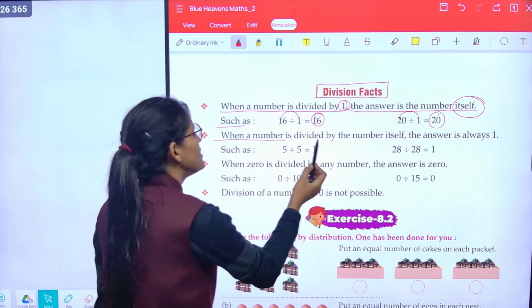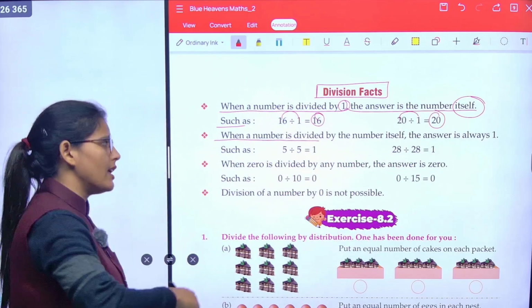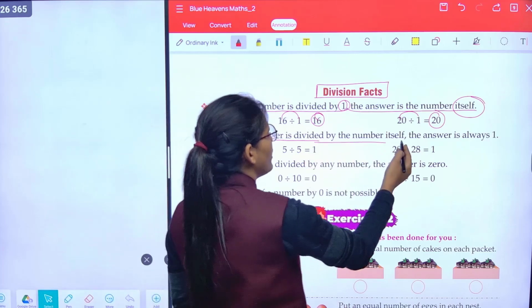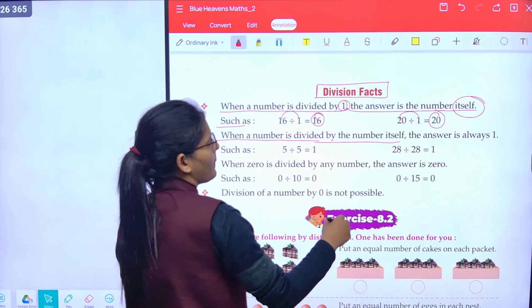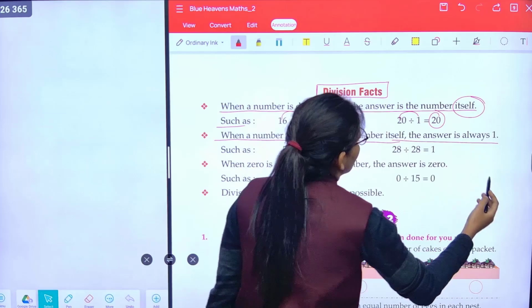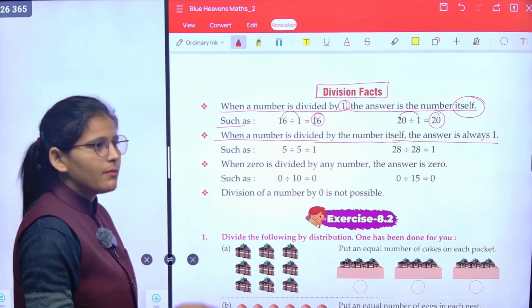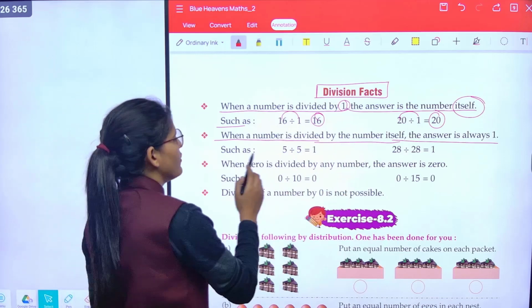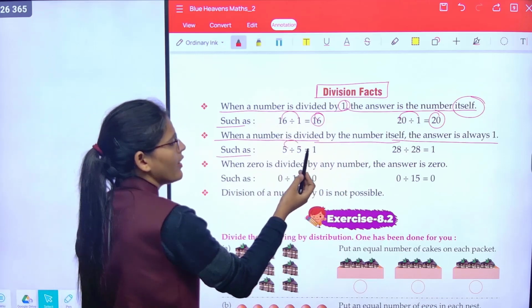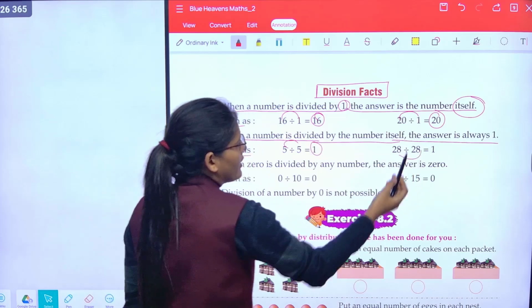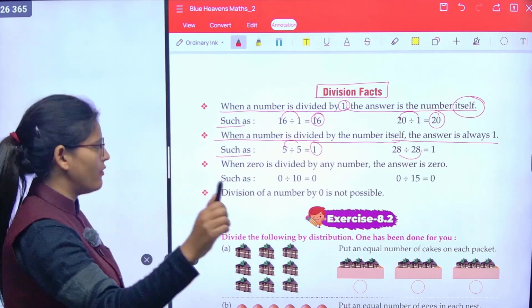Now when a number is divided by the number itself, the answer is always 1. Such as 5 divided by 5 is 1, 28 divided by 28 is equal to 1.